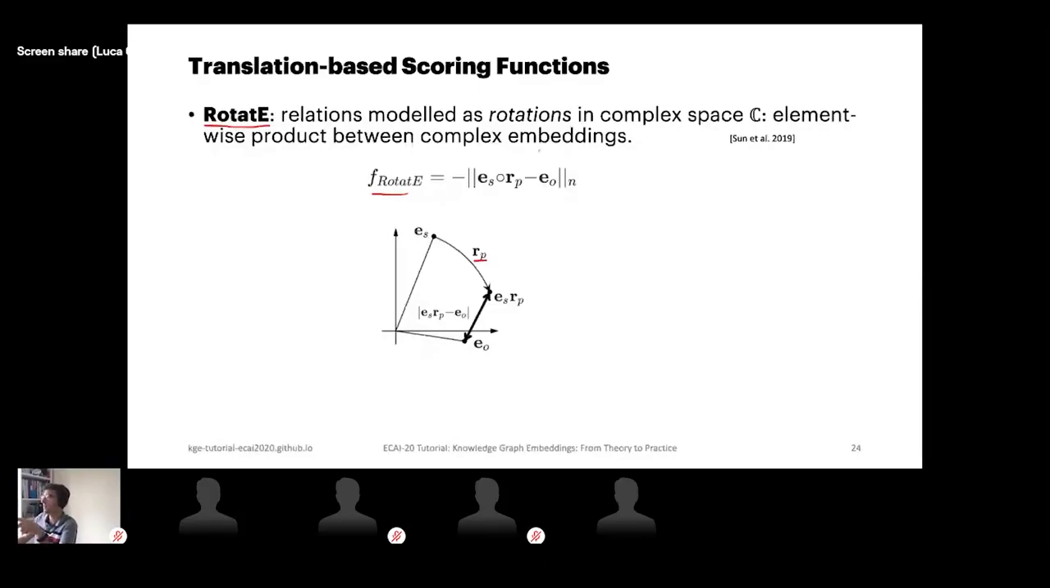Now, all this is done in the complex space. Just keep that aside for a moment. I will explain that in a minute. So all these vectors are made of a real and an imaginary part. So it means that RotatE takes an extra toll on memory consumption. But this is just to show you what are the possibilities when it comes to defining scoring functions based on translations and or rotations or other operations between vectors in a geometric space.